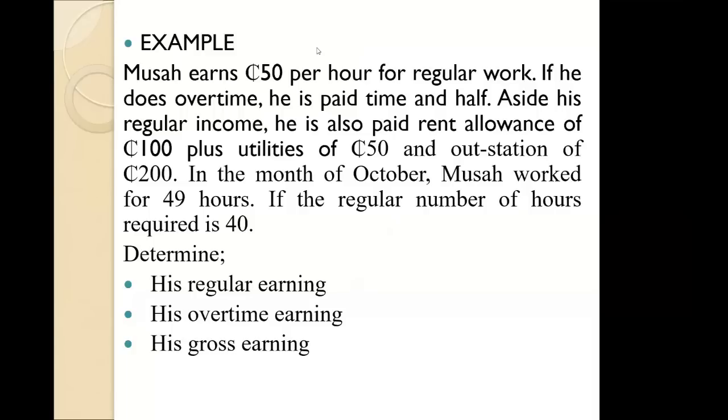So Abishai says regular earning is 2,000. Paul says 2,075. Prince Obin says his regular earning is 40 times 50, 2,000. I agree with Prince. He has worked for more than 40 hours, but he is paid 50 cedis per hour. Therefore, his regular earning is 50 times 40, and that will give him 2,000. Okay, so regular earning is 2,000.